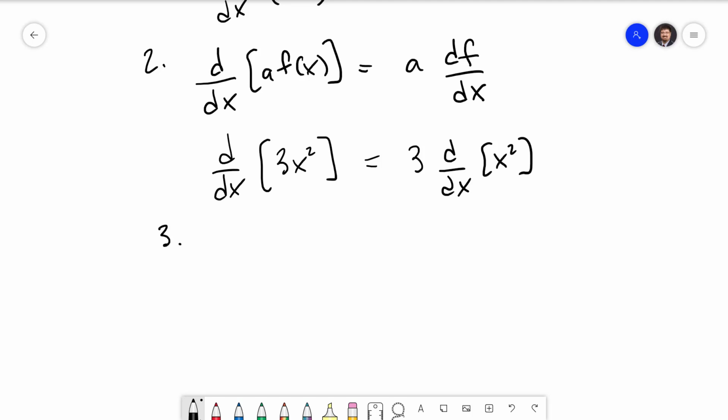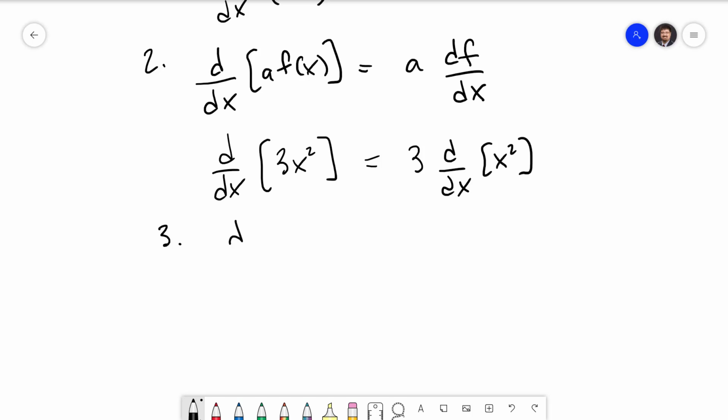Rule number 3. This is sometimes called the power rule. It states, to take the derivative of x to a power, multiply by the exponent and then subtract 1 from the exponent. I also want to point out that this rule always applies no matter what the exponent is. It can be a negative exponent, it can be a fractional exponent, does not matter. You multiply by the exponent and subtract 1.